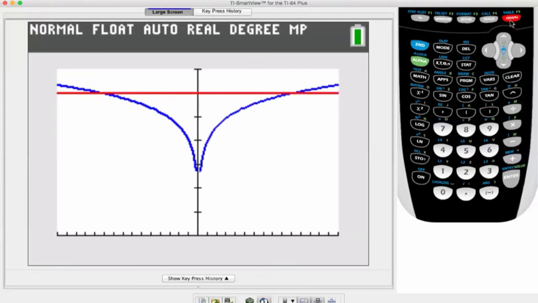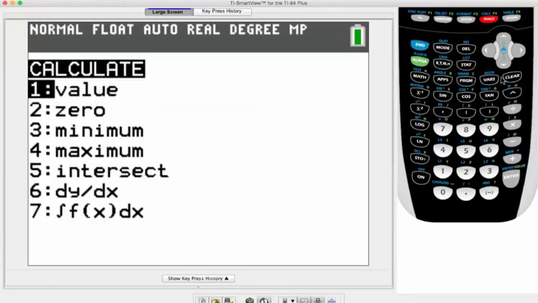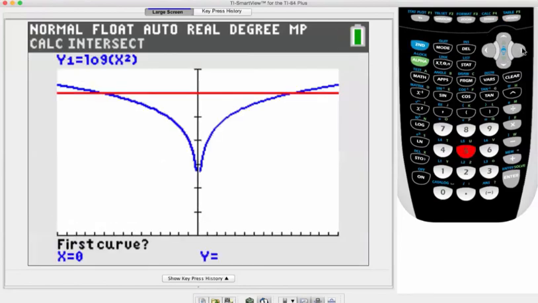There we go. So this intersects here. Let's find out where. At 1,000. And over here, this intersects at negative 1,000.